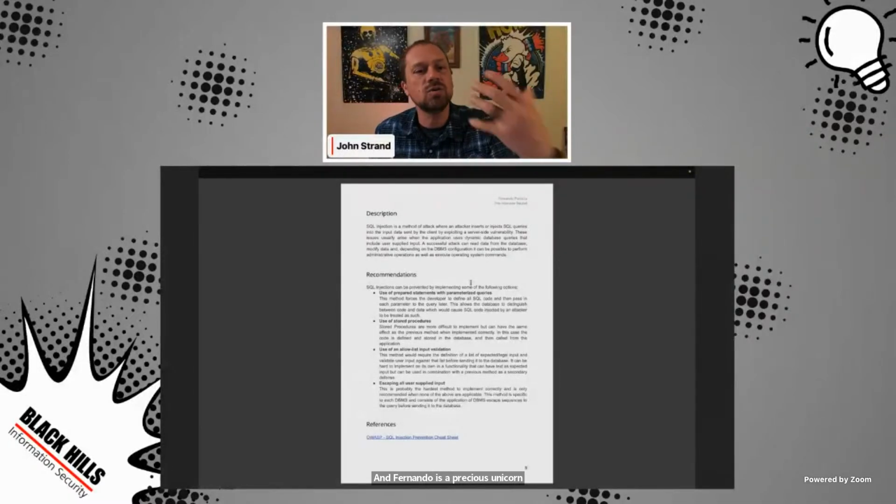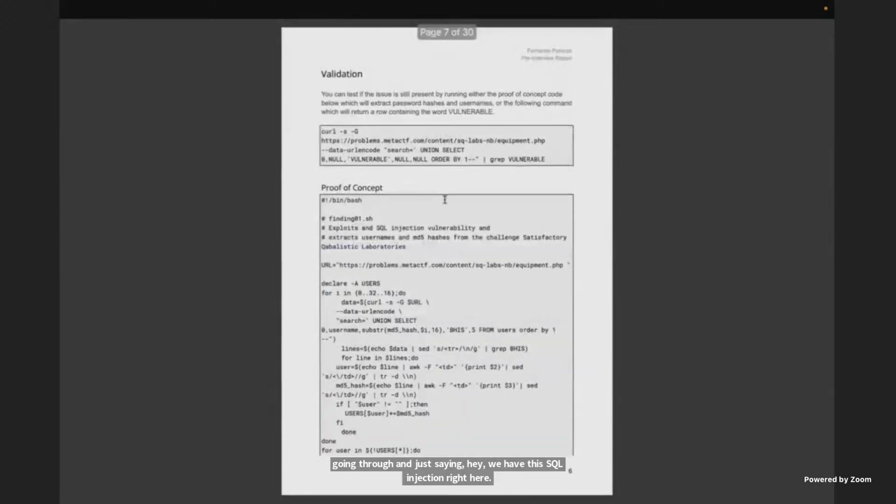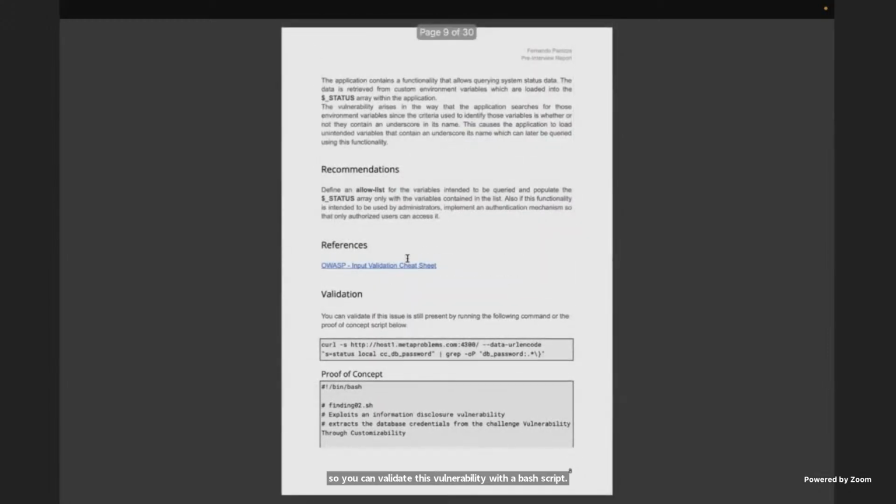So I want to show you kind of what this looks like. This is just a finding in Fernando's report. Going through and just saying, hey, we have this SQL injection right here and giving recommendations, that's all fine. But then he also went through and said, here's how you can identify and validate this vulnerability with a curl script. Here's how you can document this vulnerability. Here's how you can validate this vulnerability with a bash script. That's awesome, right?